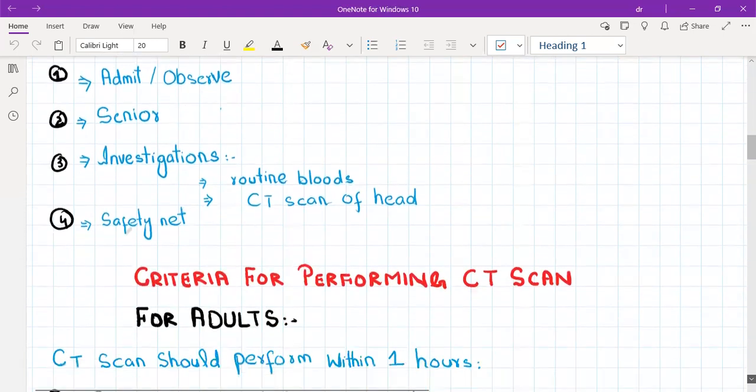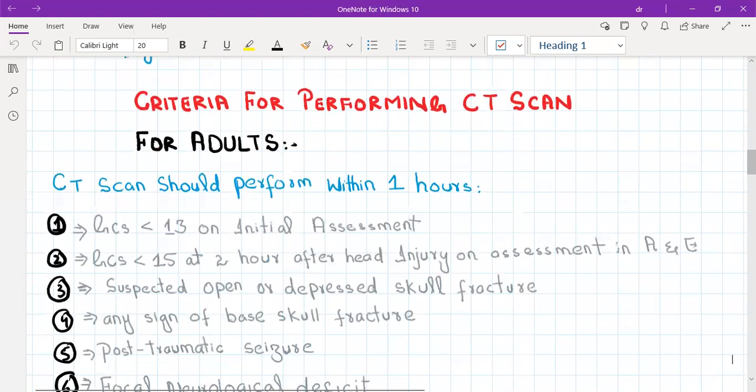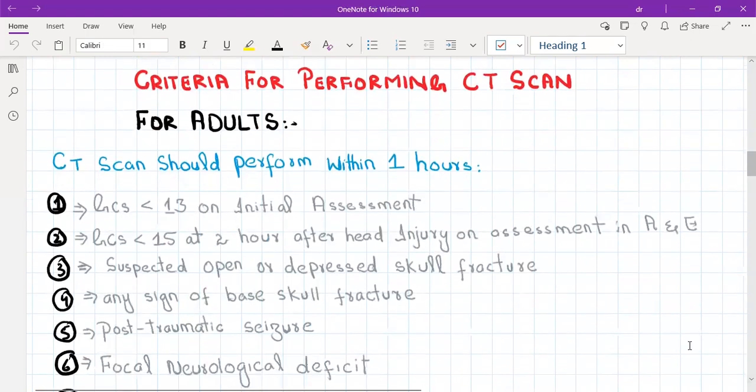let's discuss the criteria of performing CT scan. This is important because when you have a patient who has a fall and presents with a head injury, you have to ask these questions in your history taking to know whether you have to order CT scan or not. So this is important for you to memorize.